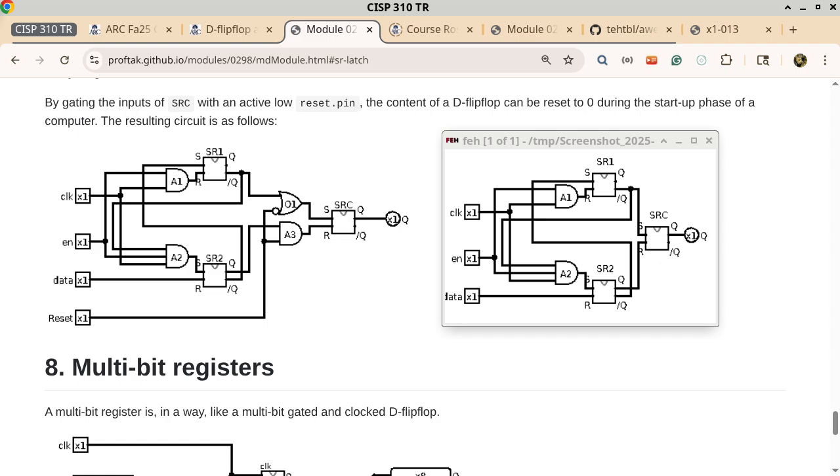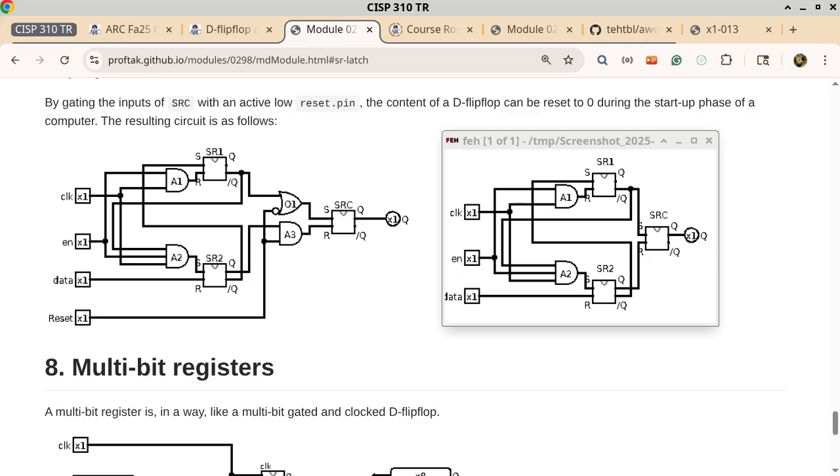This output here used to connect directly to the R pin, like here, but now it's going through the AND gate before it gets to the R pin, and both of these gates have some way to connect to a new input pin that we call reset. So what's going on here?